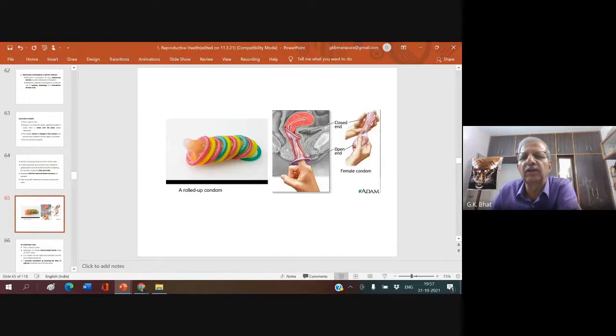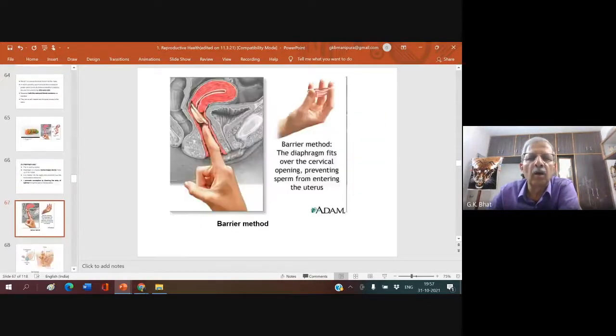It is closed here. Closed end. Don't think it is open. You can see it is closed here. And that can be introduced by the woman herself. This is a female condom. And this is a male rolled up condom. Right?